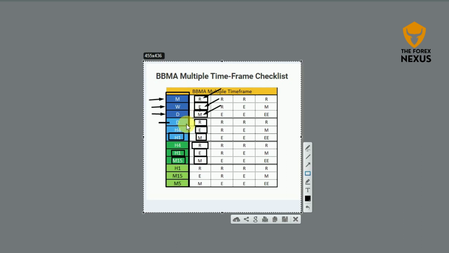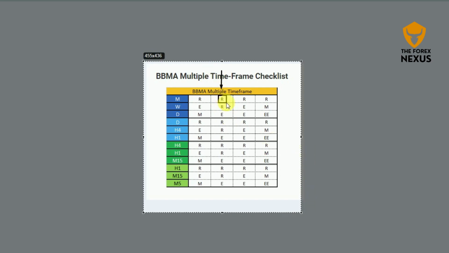Now let's move to the second code, REE. R is re-entry on the first time frame, re-entry on the second time frame, and E means extreme. So this code is: re-entry on the first time frame, re-entry on the second time frame, and on the third time frame we got extreme.